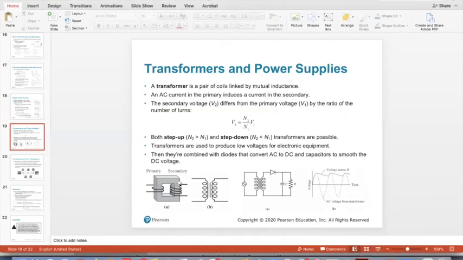Okay, so a step up transformer would take you to higher voltage. Step down would bring you down to a lower voltage.